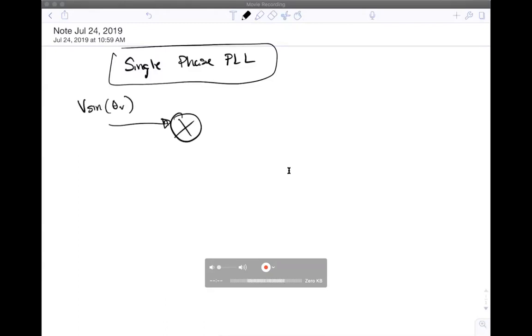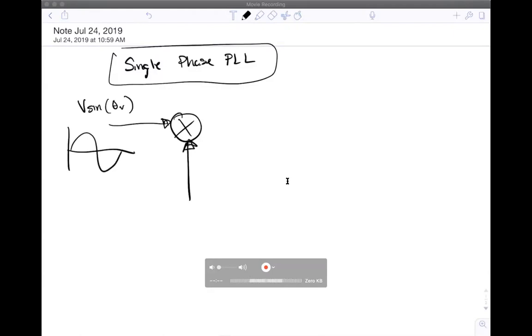And so it's going to have some magnitude in V and some phase angle theta. Okay, and of course this is going to come in as a sine wave, so it'll fluctuate in time like this. And so we're going to multiply that with our estimate of cosine of V angle. And I'll show you what that means in a second.